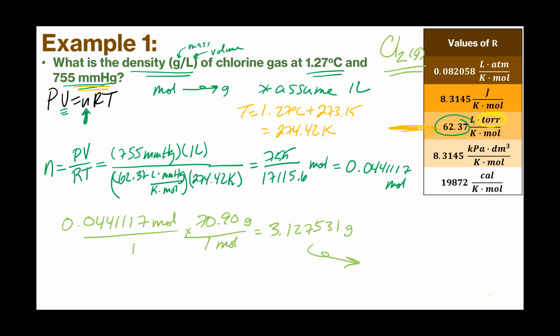Okay, now we just have to remember we were asked for density, so we can convert this into density by saying, well, for 3 significant figures, 3.13 grams per liter, because we assumed 1 liter. Okay, that works for density, right? We can do density, right? Assume a liter, solve for moles, convert to grams, call it density. All right. Let's work another one.